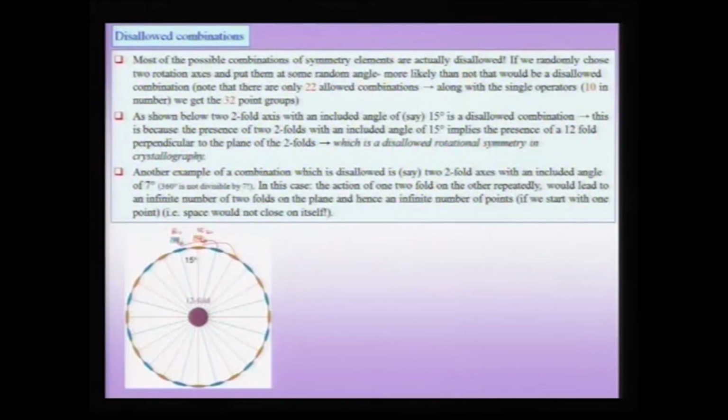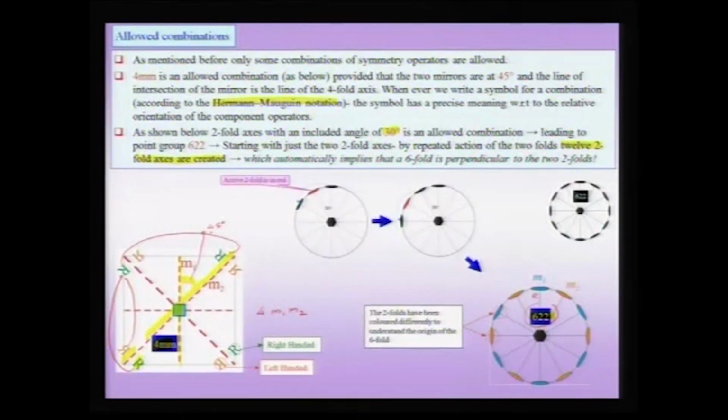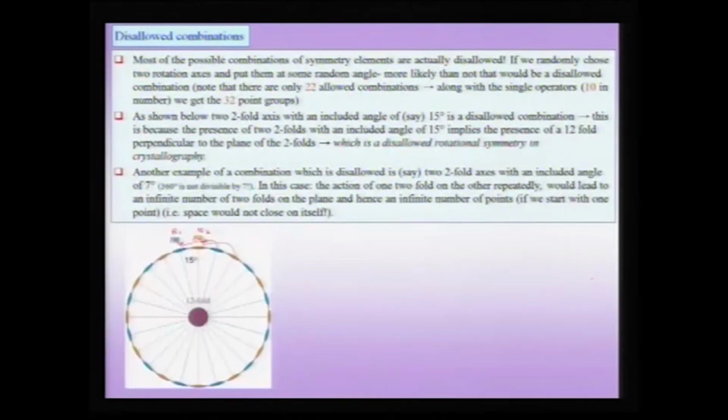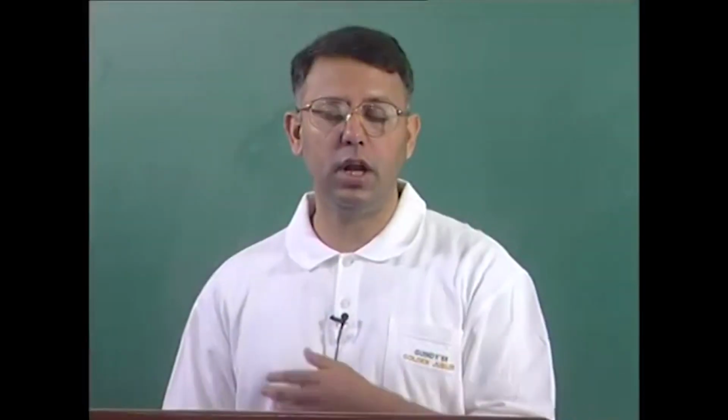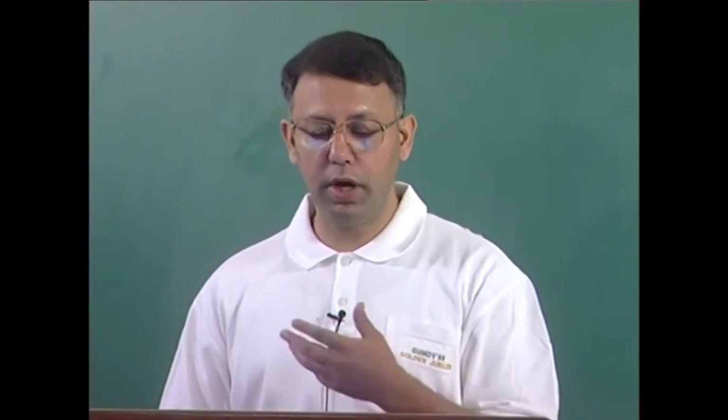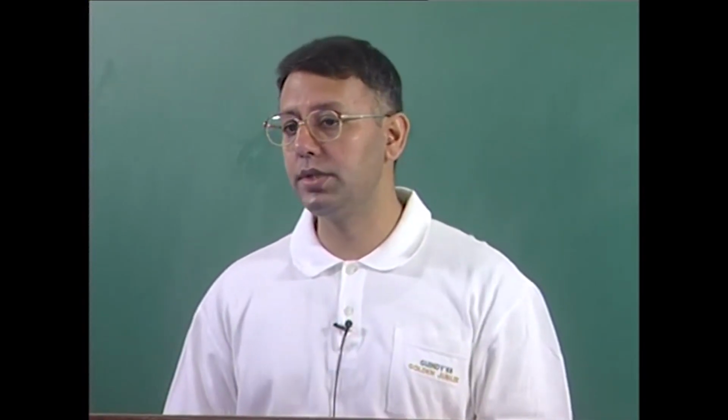So, suppose I am talking about disallowed combinations, and going back to the previous slide, we had talked about allowed combinations, and one small error here is that these are actually rotation 1 and rotation 2, which are nothing but two-fold axes, and here we are considering disallowed combinations of symmetry operators. In fact, you have already seen the number of allowed combinations is only 32 for symmetry operators which act around a point. So, that implies that most of the other combinations are disallowed.